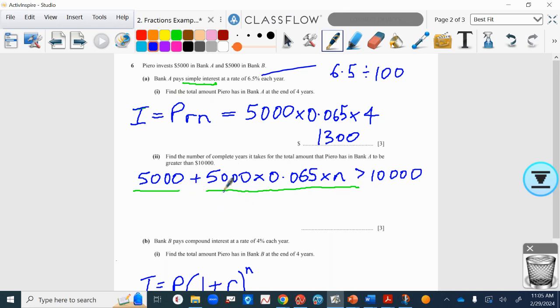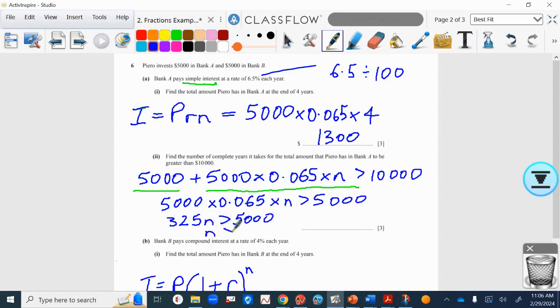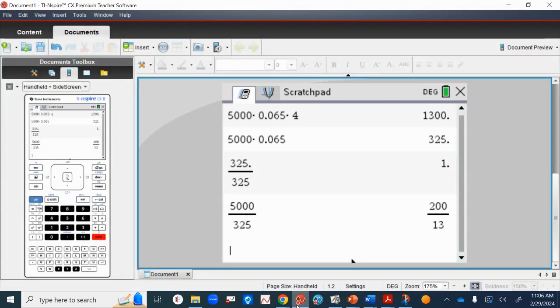So we need to move the 5,000 to the other side. So the opposite of plusing 5,000 is minusing 5,000. And we need to do 5,000 times 0.065, and we might as well work that out. 5,000 times 0.065. So that means I've got 325n is greater than 5,000. To solve the inequality, last step, I just need to divide by 325. So that would give us 200 over 13.